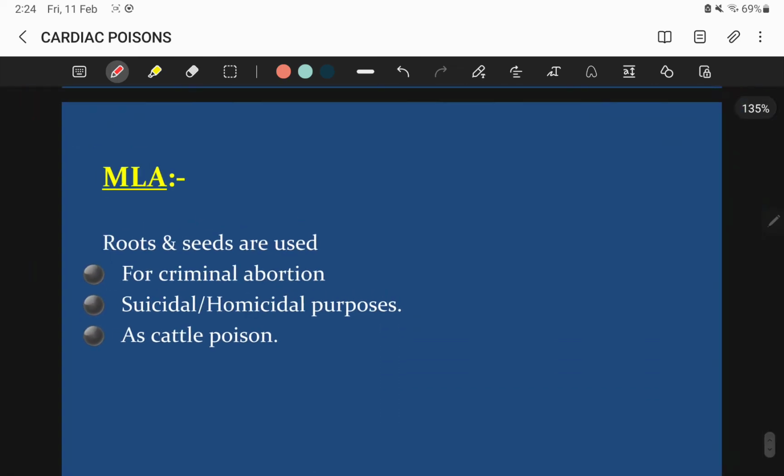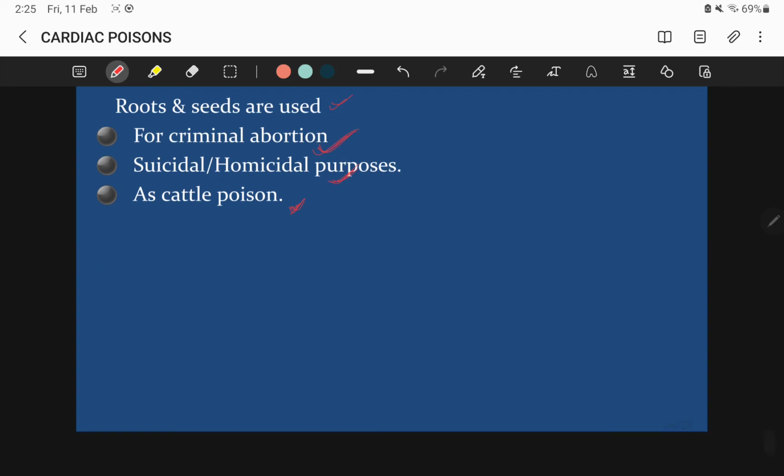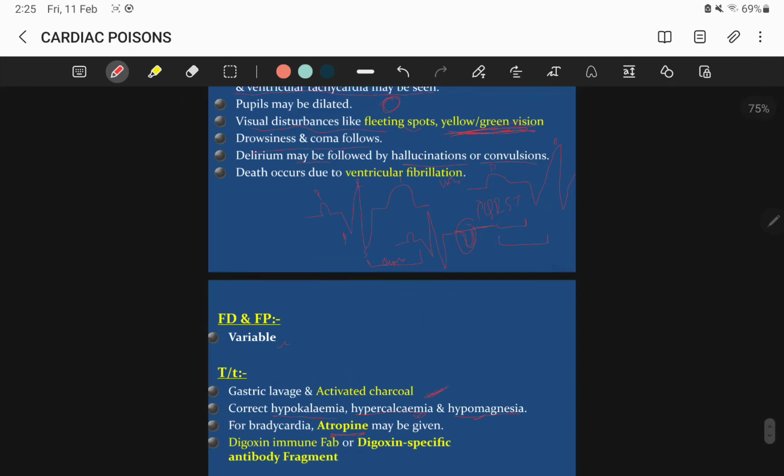So what is the medicolegal aspect? The root and seeds are used. The root and the seeds of the oleander are used for criminal abortion, and for suicidal and homicidal purposes. And oleander is also significant as a cattle poison.